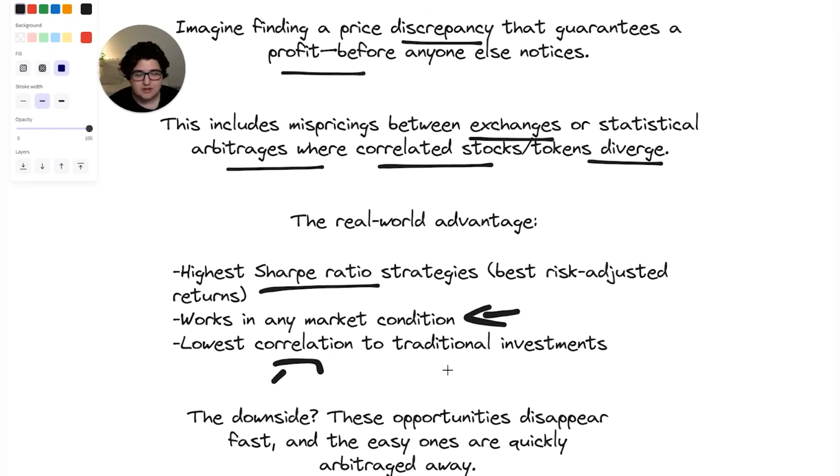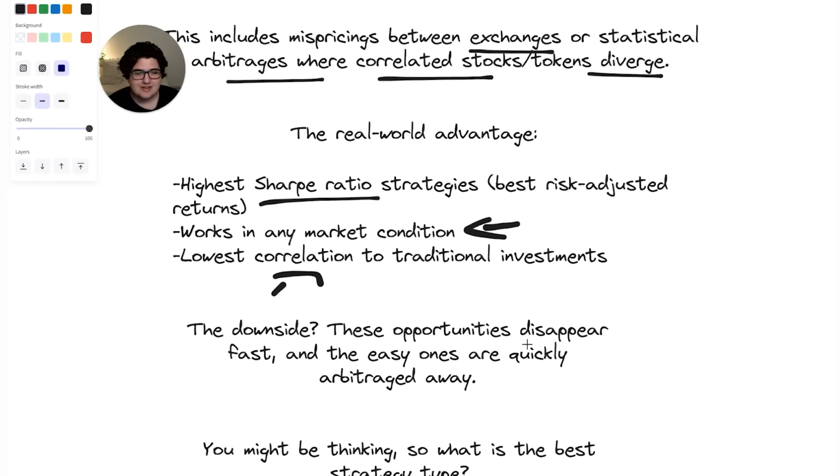Now, the downside of this, because obviously this sounds amazing, is that these opportunities normally disappear very fast, and the easy ones are very quickly arbitraged away. A good example of this is that when everyone thought crypto was very risky, there were actually a lot of arbitrage examples out there that you could trade, but they have slowly been arbitraged away. And nowadays, if you see an arbitrage, most of the time, because there are so many people looking for them, they're arbitraged away very fast.